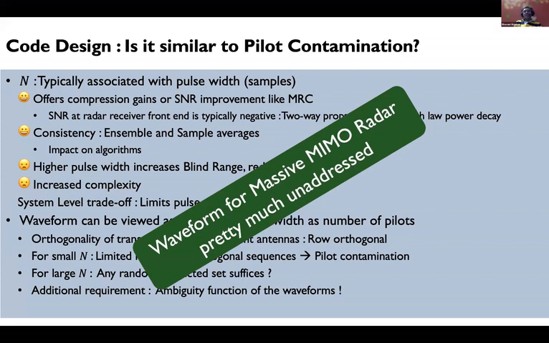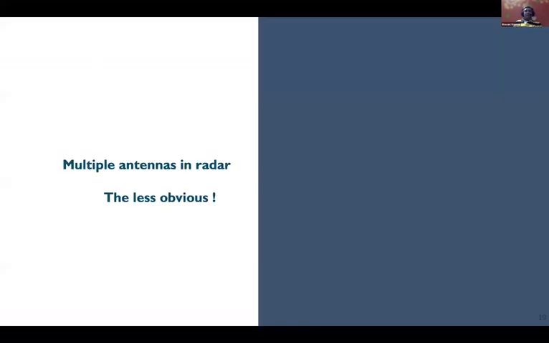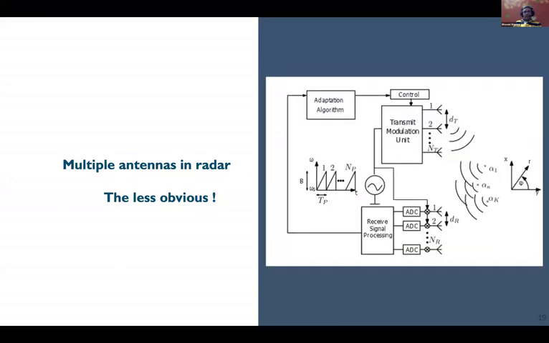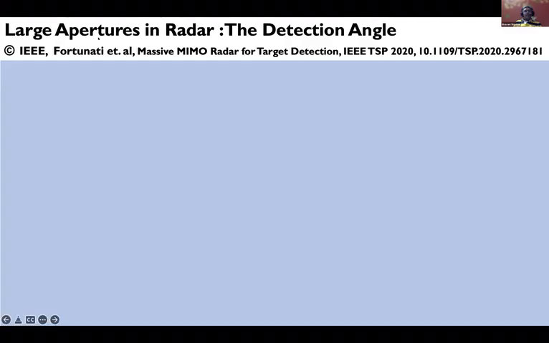So more antennas, very clear. It was obvious that we're going to have better beams. There are also more antennas in radar, which gives another, less obvious use case. This is a very recent paper from Fulvio Gini et al. and Stefano Fortunati.